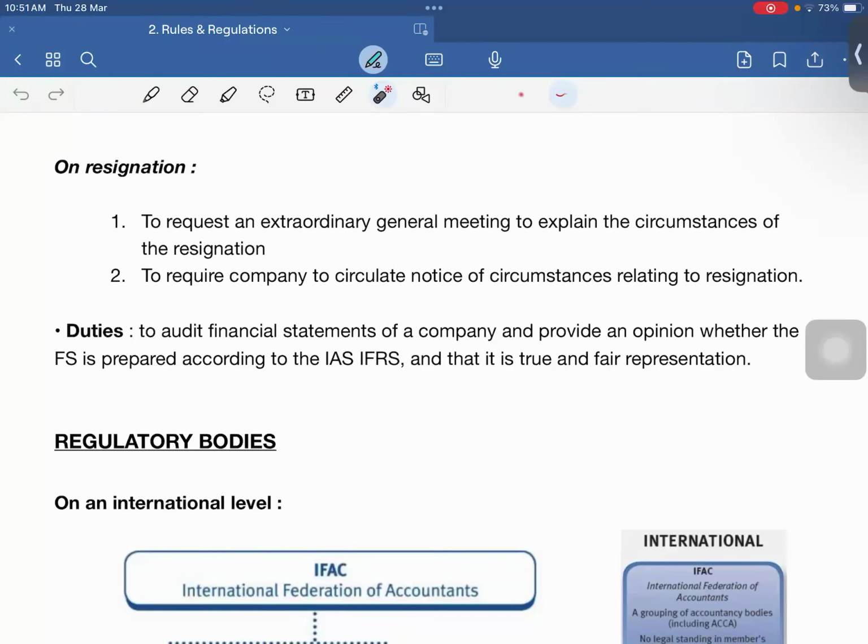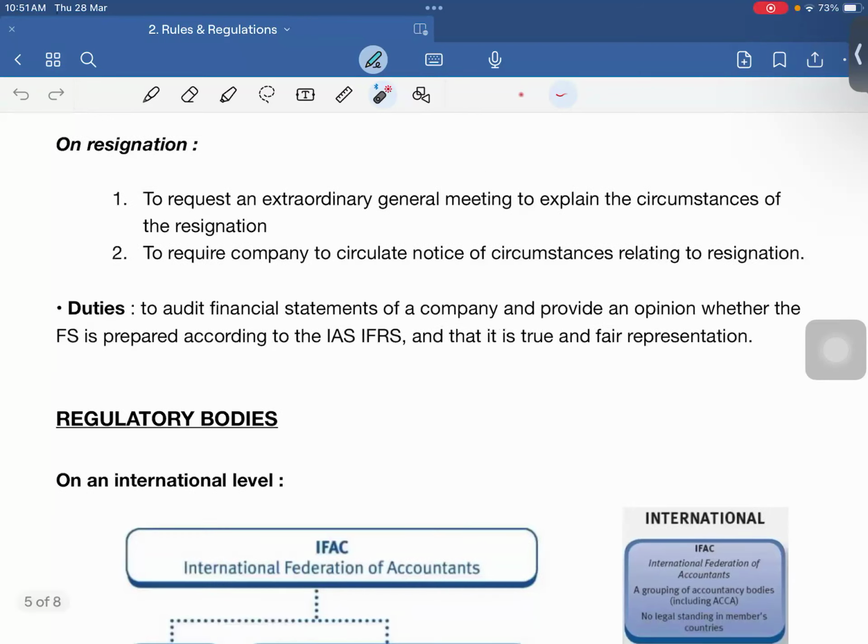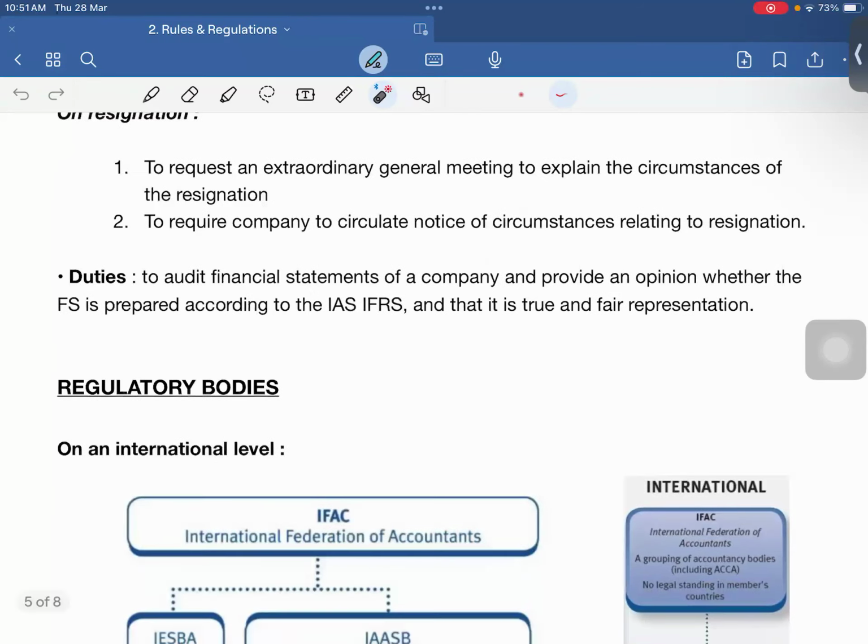He's going to do that on the basis of IAS and IFRS, also integrating the ISAs. ISAs means International Standards on Auditing. So you see, IAS and IFRS are very important because what we audit is the FS. And how is the FS made? The FS is made on IAS and IFRS. Simple. Clear?